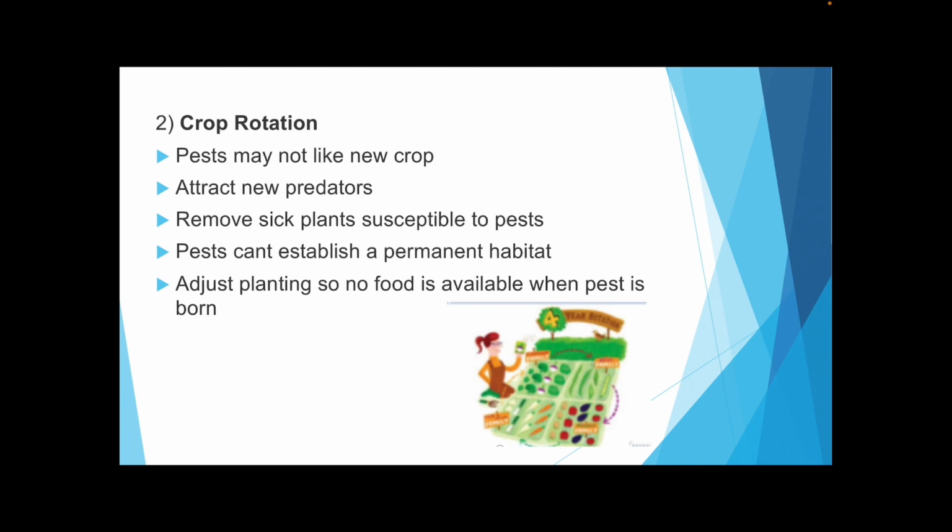You should also remove sick plants that are susceptible to the pests so you don't attract any more. And by rotating crops, pests can't establish a permanent habitat because it's constantly changing. You should also adjust planting so no food is available when the pest is born. So if you wait to plant, a pest is born, it will realize it has no food available and will leave your area, so then you can plant your crops.